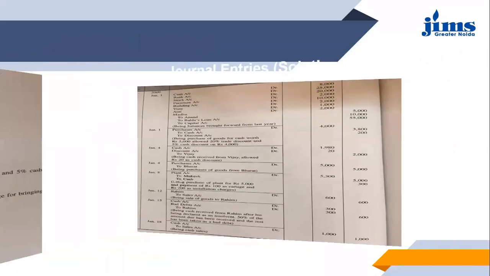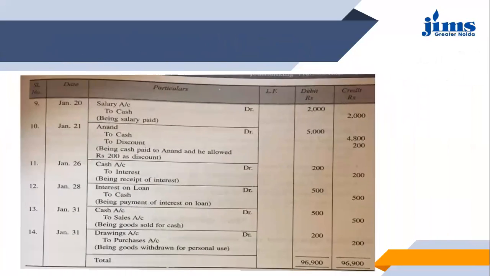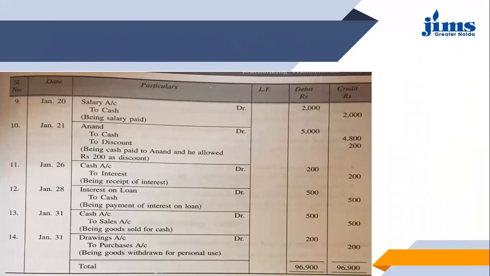So as we can see here, you can see the final journal entry. 21st January is the date. Anand account is debited, to cash, to discount. 4,800 is being paid in cash, so 4,800 against cash. Discount received is 200, so that's the benefit for the business, therefore it is credited. And Anand account is debited with 5,000.